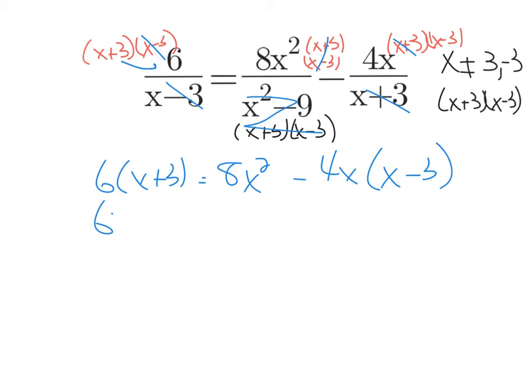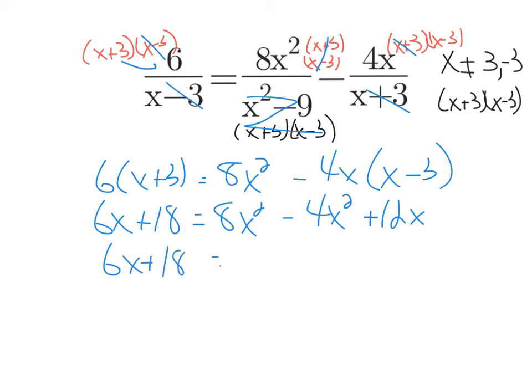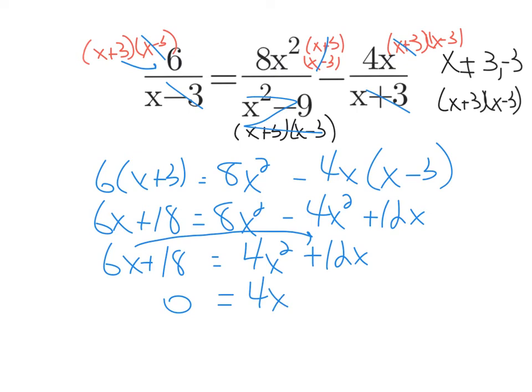All right, I'm going to distribute the 6 on this side, 6x plus 18. Over here, I'm going to distribute the 4x, which is going to be negative 4x squared plus 12x. Simplify a little bit. The left-hand side I can't do much with, but the right-hand side I have an 8x squared minus 4x squared, which is 4x squared, plus 12x. And because I have an x squared again, I'm going to move everything over to that side so I can factor. So I'm taking the 6x over. When I take the 6x over, I get a plus 6x, because 12x minus 6x. If I move the 18 over, it's just minus 18.